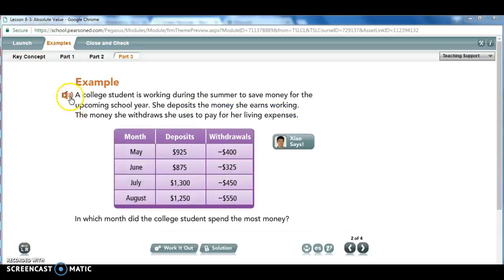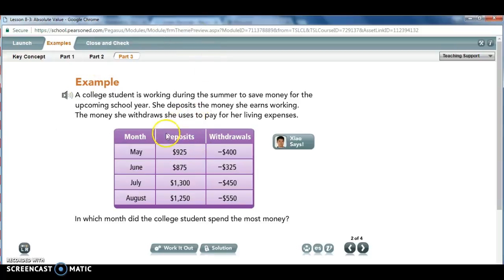Moving on to the example problem. A college student is working during the summer to save money for the upcoming school year. She deposits the money she earns working. The money she withdraws she uses to pay for her living expenses. In which month did the college student spend the most money?